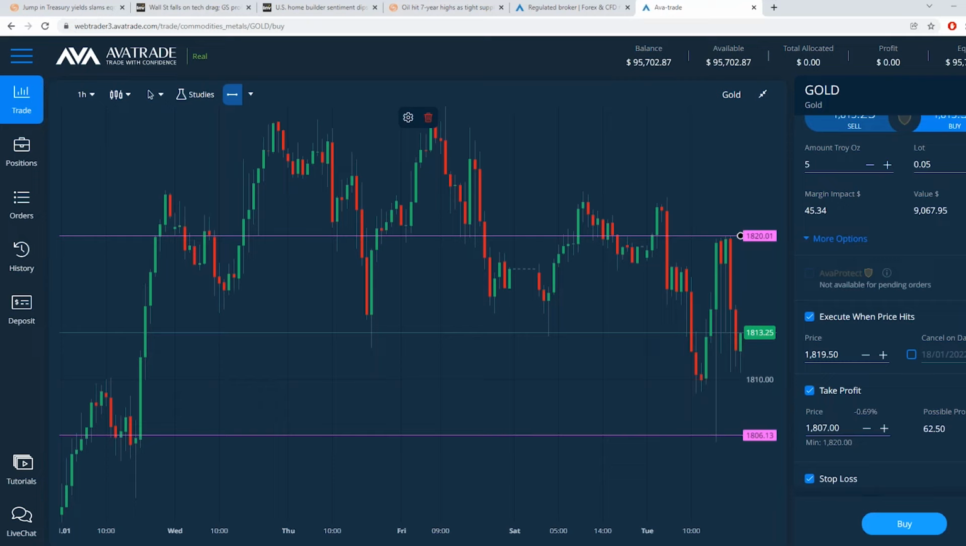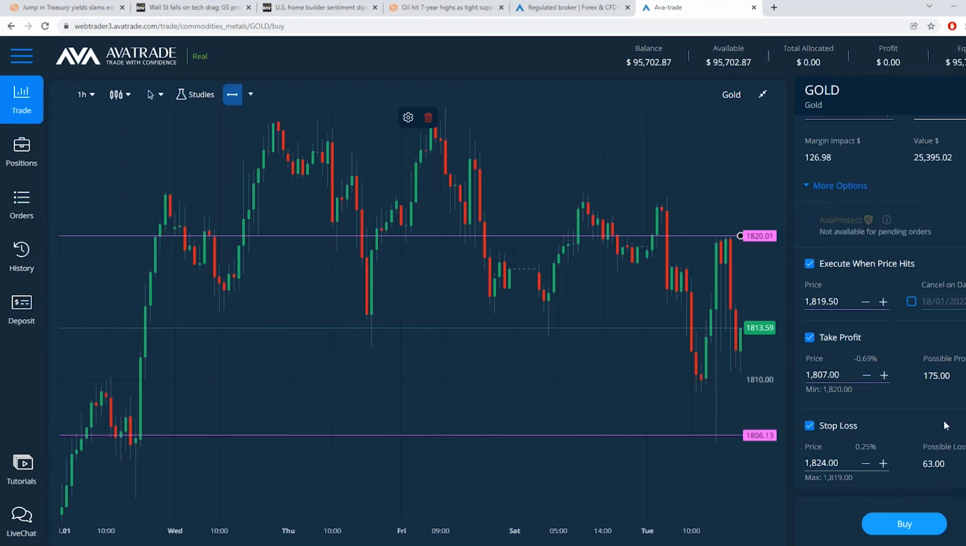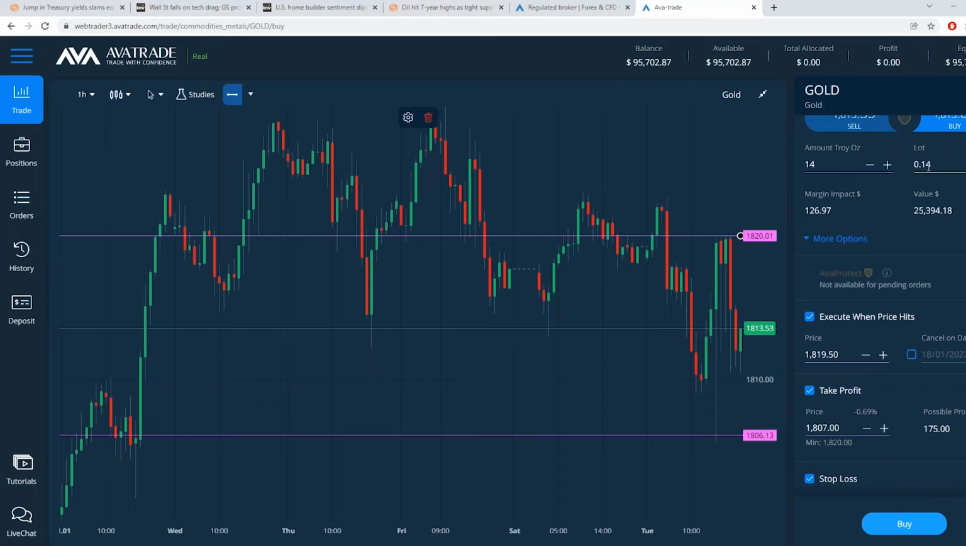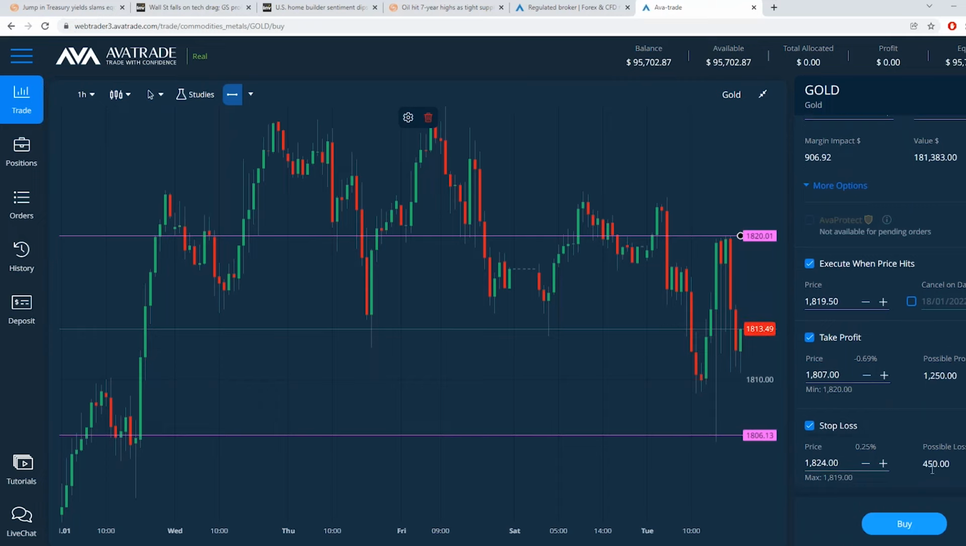Okay, and it would depend on your balance and your risk tolerance, what amount you want to risk per trade. But it's very easy. Once you know the amount, let's say I want to risk 500 per trade, now I can just increase my lot size. And you see it's immediately calculating my possible profit and possible loss as I increase the trade size. So maybe I go to 1 lot. And now I see my possible loss is 450, possible profit 1250.